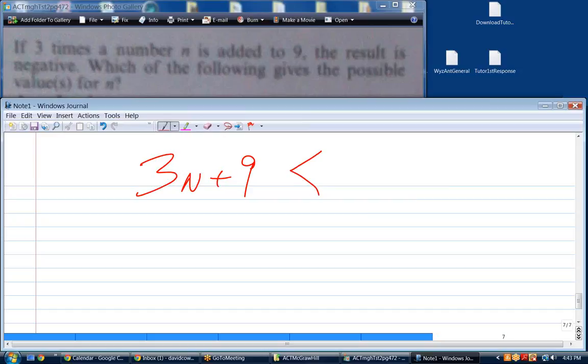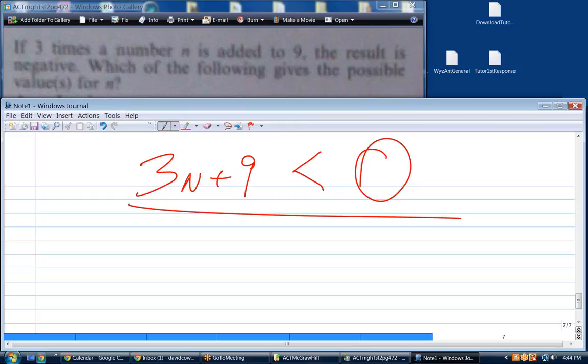How about less than? Less than what? n? No, think about it. How does this be negative? What does it have to be less than in order to be negative? 9. Oh, 0. Right? Negative numbers are less than 0. Positive numbers are greater than 0. If they'd said it was positive, I'd have done that. So when you say something is negative, it's the same as saying it's less than 0.